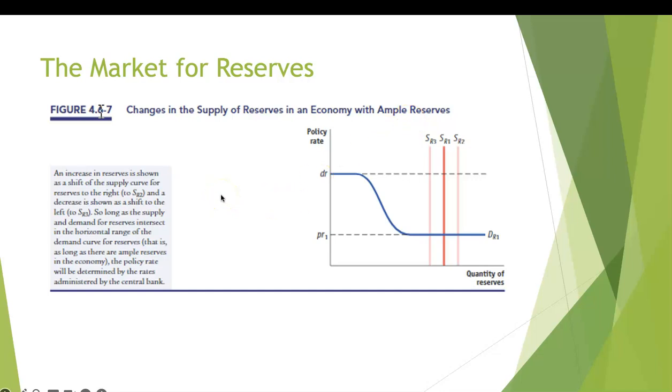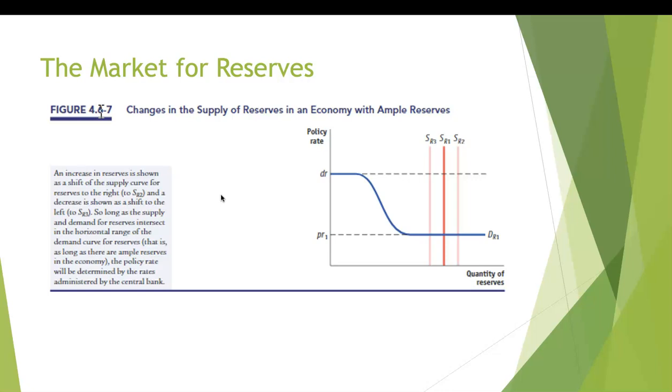So, changes in the supply of reserves in an economy with ample reserves. You can see in this particular graph, supply of reserves 1 is a vertical line. And if it shifts to the left, you have supply of reserves 3. There would be a decrease in the supply of reserves. An increase in the supply of reserves would be supply of reserves 2. And as you can see with all of that, the policy rate is not changing. And that is because you are beyond point B and you are in an ample reserve environment.